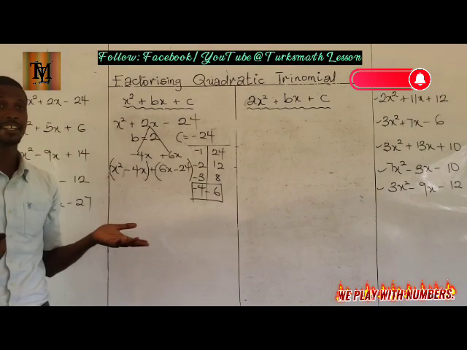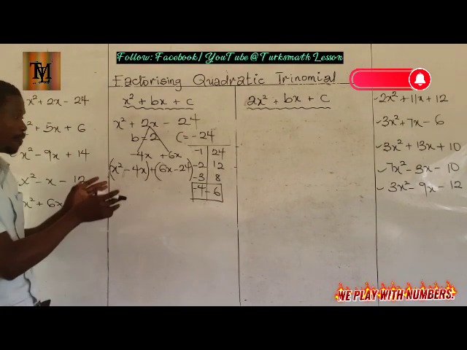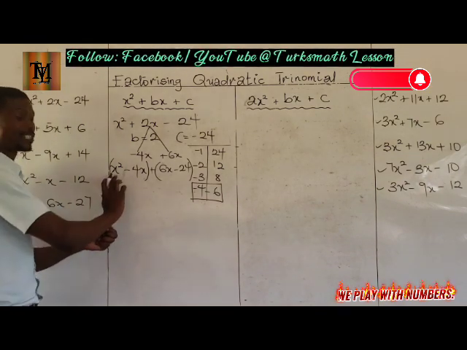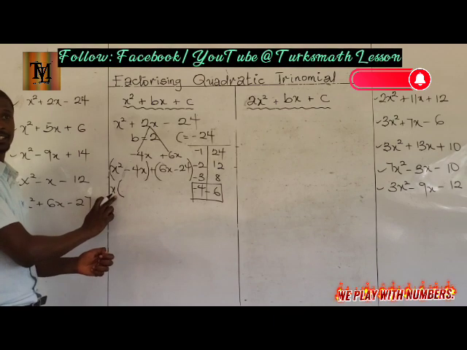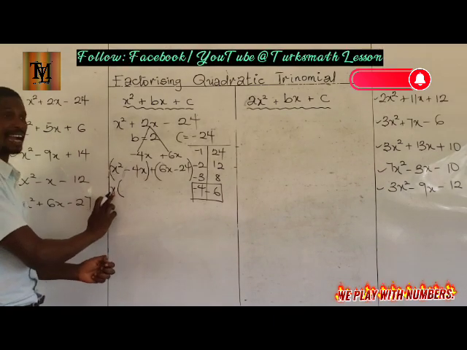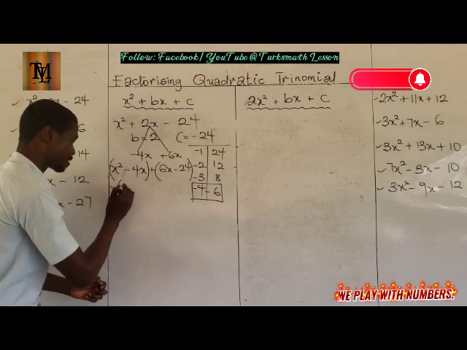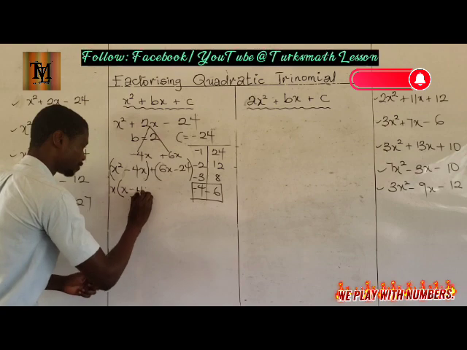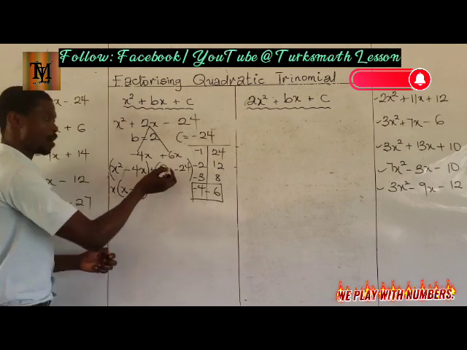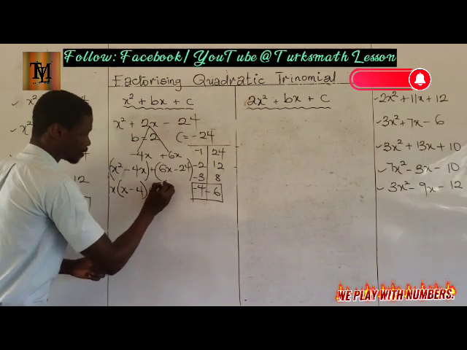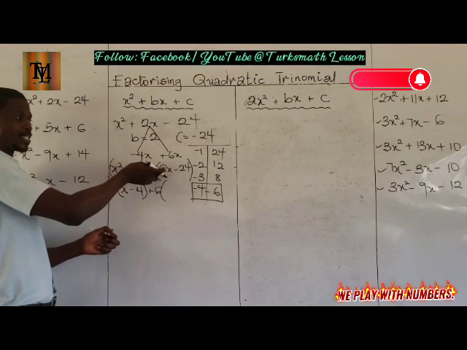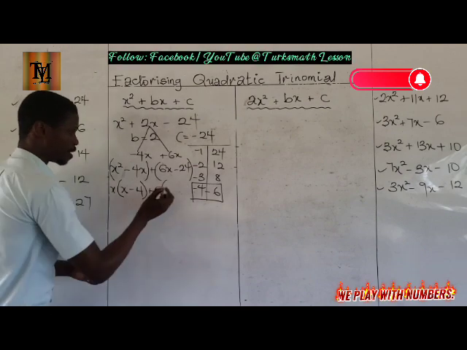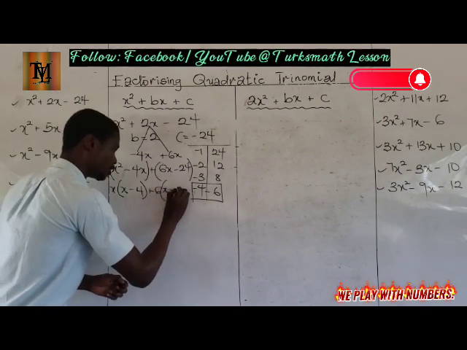What's the common factor here? X. So we are going to divide each term by the common factor. So x squared divided by x will give us x. Very good. Minus 4. Very good. Plus. Now what's the common factor here? 6. Very good. Now when we divide 6x by 6 it will give us x. You are left with x minus 4. Very good.